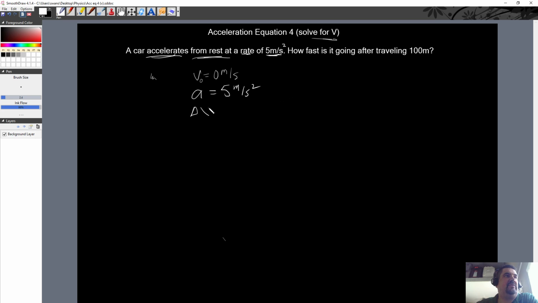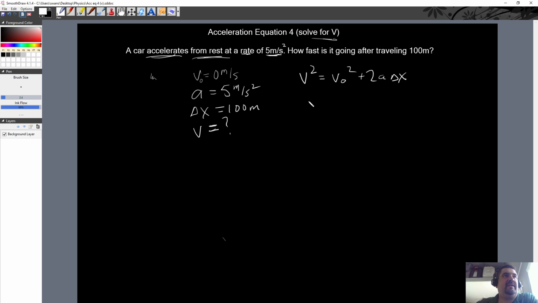So it traveled 100 meters. That's the change in position. And they want to know how fast it's moving at the end. So just regular v. Remember, regular v is final v. So we're going to use that equation, and it looks like this. Plus 2a, and then the delta x thing here.